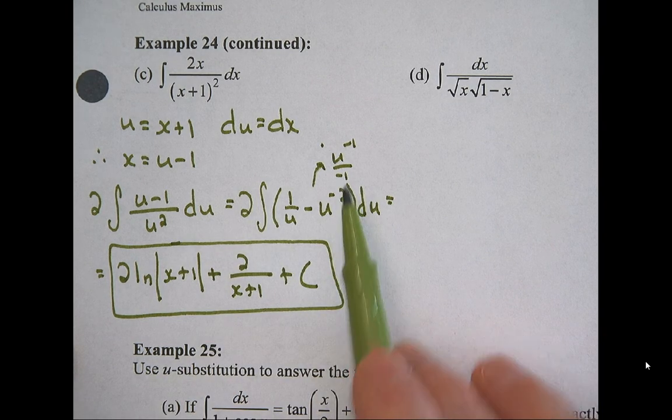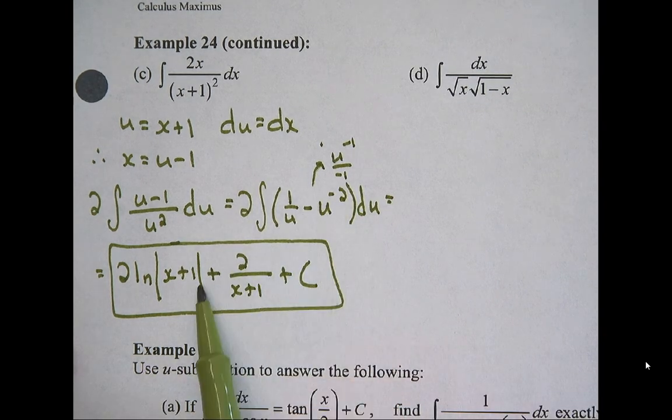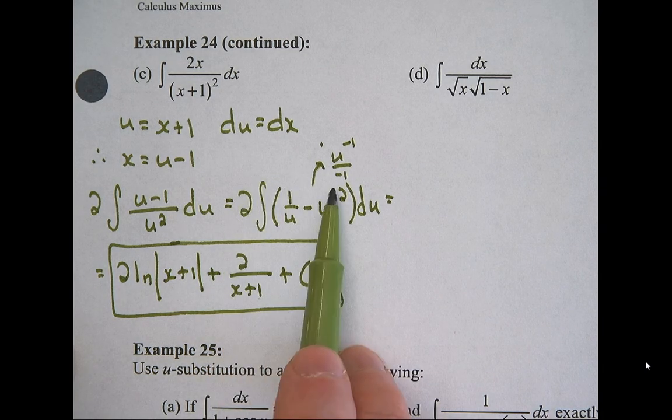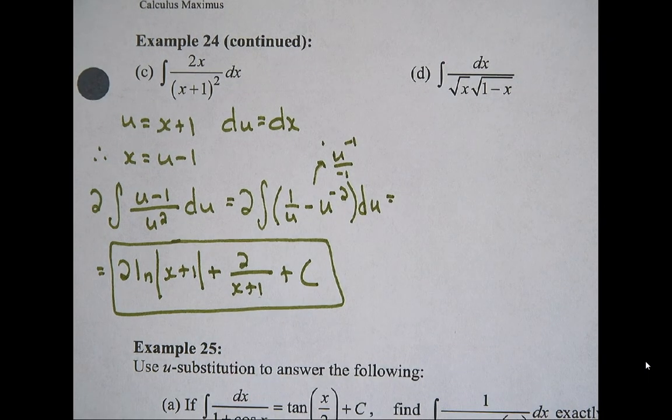So this was the negative. The negative made the negative positive. That's u to the negative 1, so I bumped it back to the bottom. And don't forget you're distributing that 2 to both of the pieces inside.